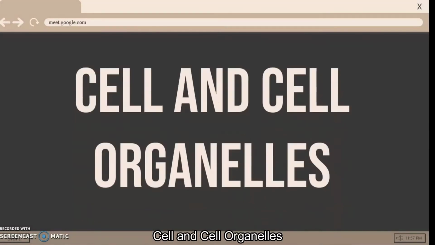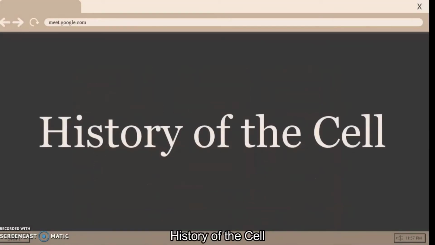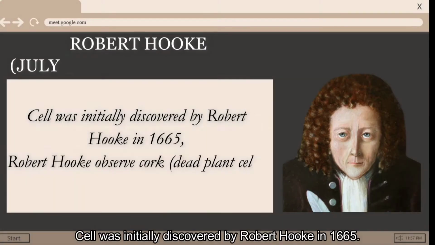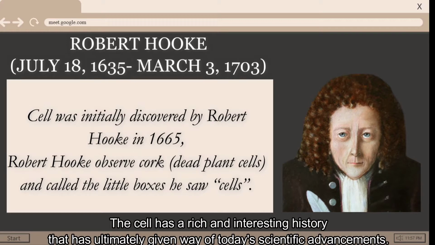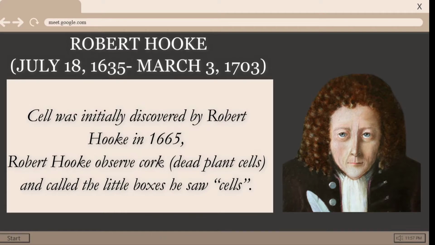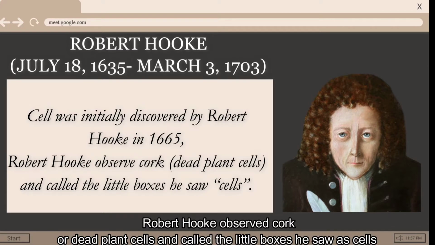Cell and cell organelles. History of the cell. The cell was initially discovered by Robert Hooke in 1665. The cell has a rich and interesting history that has ultimately given way to today's scientific advancements. Robert Hooke observed cork, or dead plant cells, and called the little boxes he saw cells.